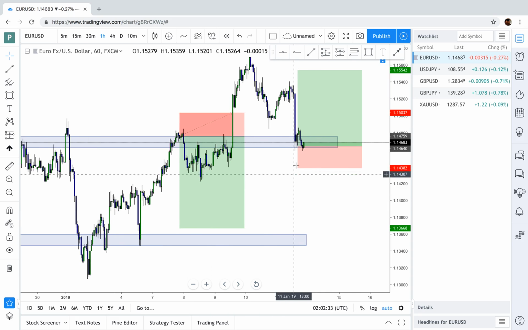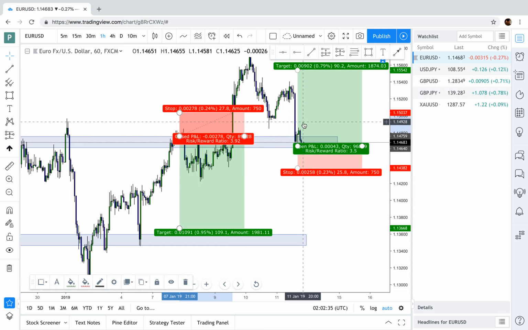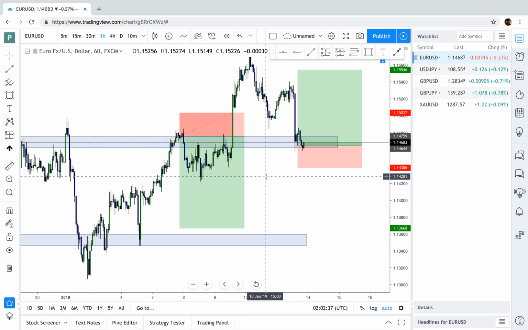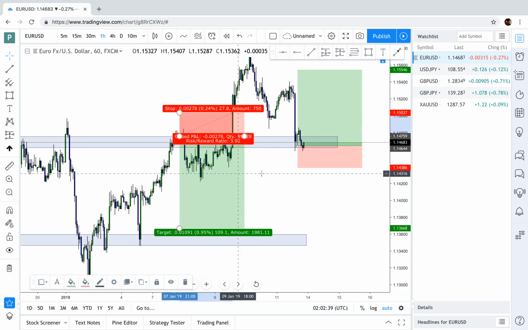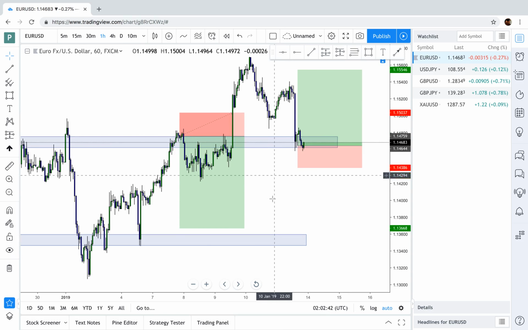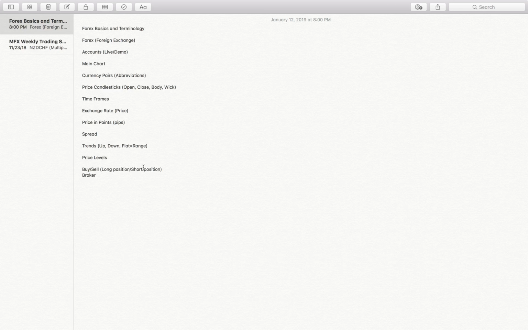So that's the two types of positions: a buy position and a sell position, or long position and short position. You're going to go long or you're going to go short. Those are the only two types of trades. So the next and last part is broker.